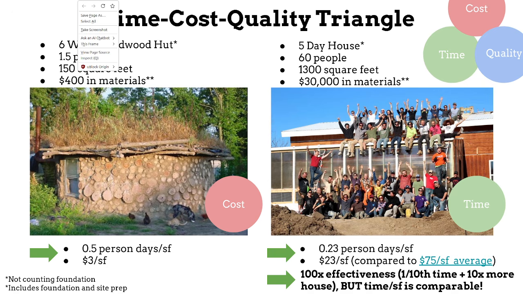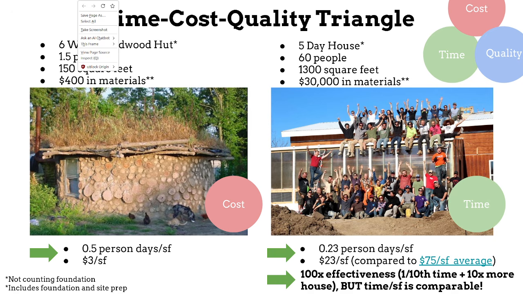It won't necessarily be code approved, but if you get it engineered, you could build it in a city in principle. You just need an engineer's stamp. Then we started doing much more replicable standard stuff. The 5-day house with 60 people, 1,300 square feet. At that time, it was $30,000 in materials. Right now, the cost is more like $60,000. It's doubled in about a decade.